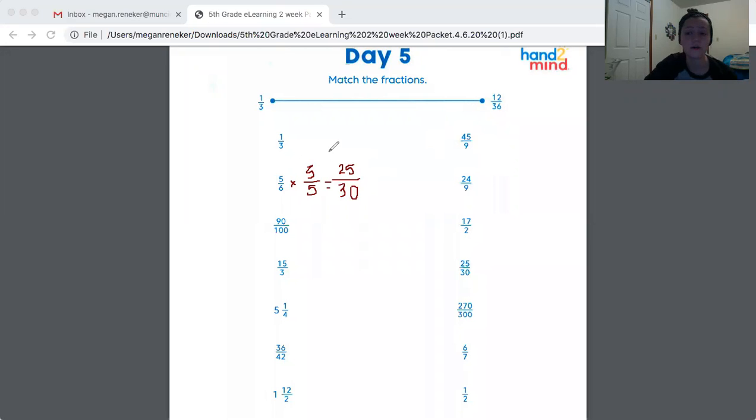Now, if you want to do the work for this page on another paper or off to the side here, that is totally okay with me. For now, I'm going to clear my work so that I can draw that line showing that they are matching. Okay, so 5/6 matches up to 25/30. That is how you're going to do the problems on this page. Now let's go ahead and look at some fraction models.